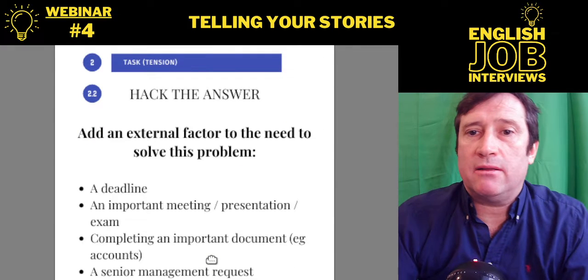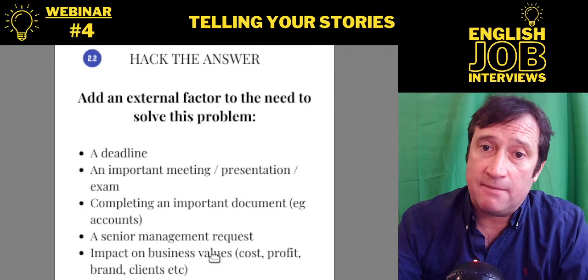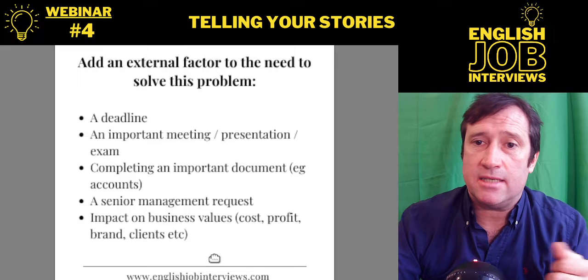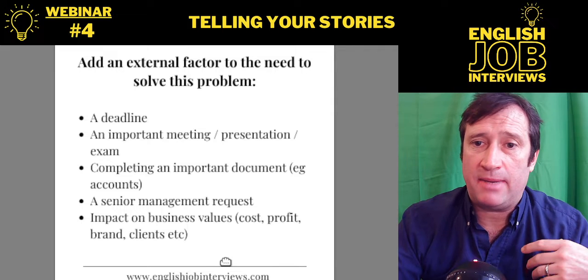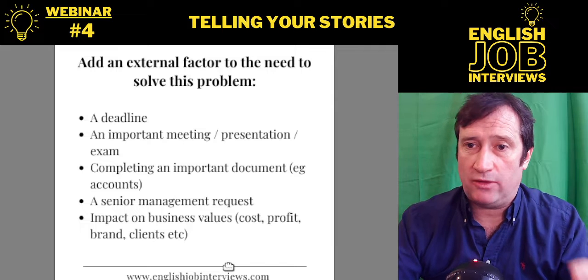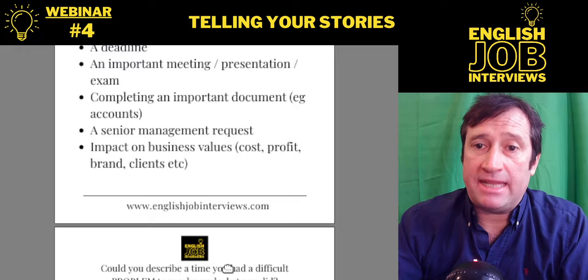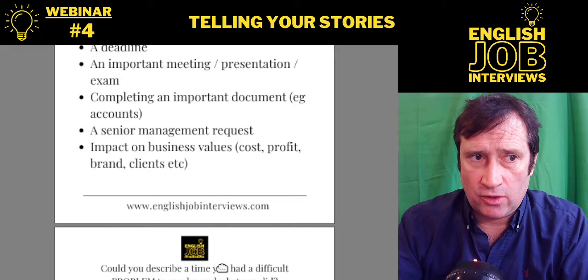So here as well, in your story, think about an external factor. Think about things like deadlines and a meeting that's coming, an exam, completing an important document, some sort of pressure that's on you as well. Not just something to do, but there's a bit of pressure. And the impact as well in the story, or the business values.